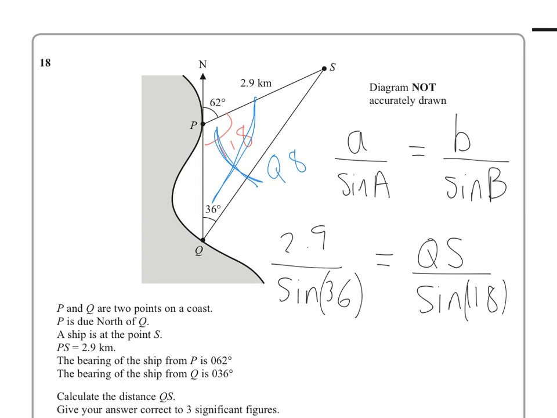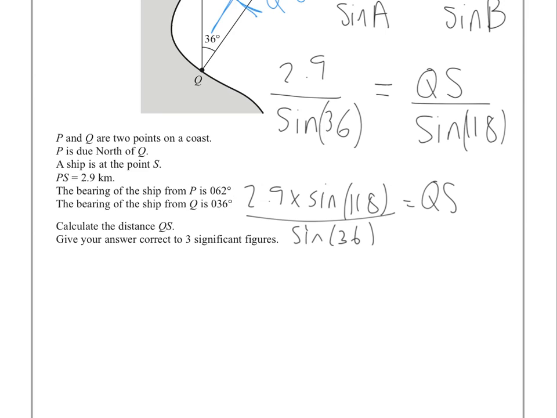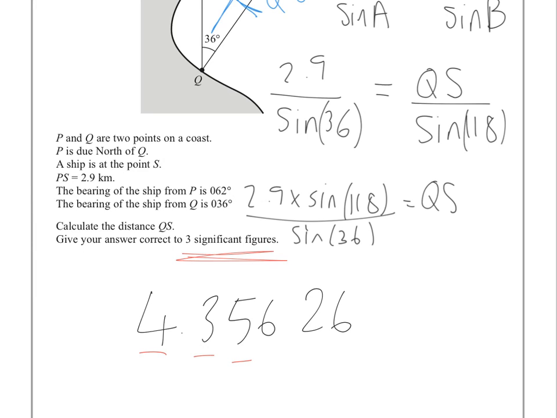Rearranging this, so I want QS by itself, so timesing both sides by sine 118, 2.9 times sine 118, all over sine 36 equals QS. Therefore, the length QS equals 4.35626. Now we want to have 3 significant figures, so therefore 1, 2, 3, 6 rounds up, so final answer 4.36 to 3 significant figures.